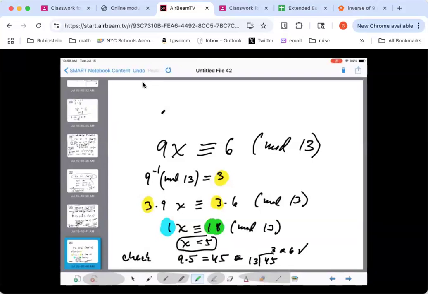And here I did a little check also. I went back to the initial question and said, well, 9 times 5 is 45. 45 divided by 13 is 3 remainder 6, which is exactly what I was hoping.